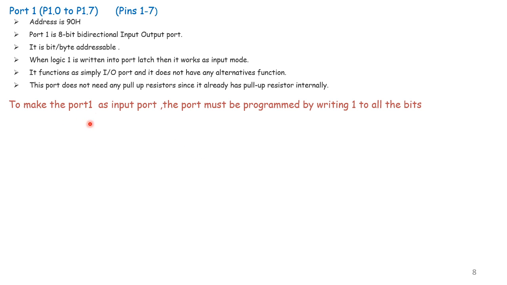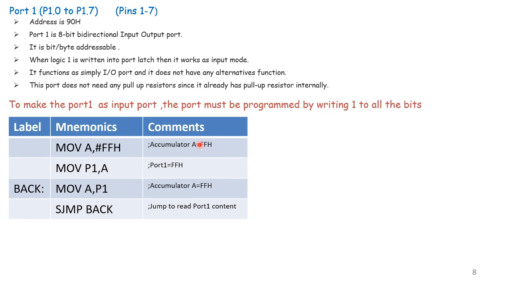How to make port 1 an input port? For that, port 1 must be programmed by writing 1 to all bits. So here we write FFH into the accumulator, all 1s, and move it into port 1. So this will make P1 work as an input port, and that data will be moved into the accumulator. So this is the instruction that works for port 1 as an input port.